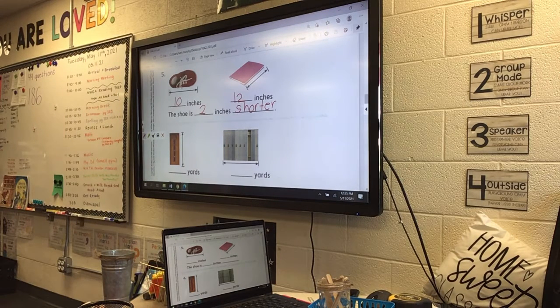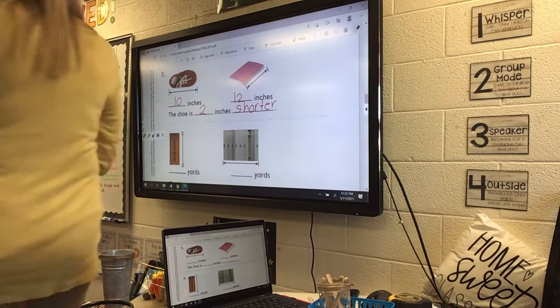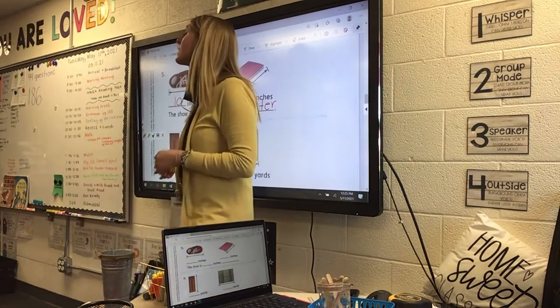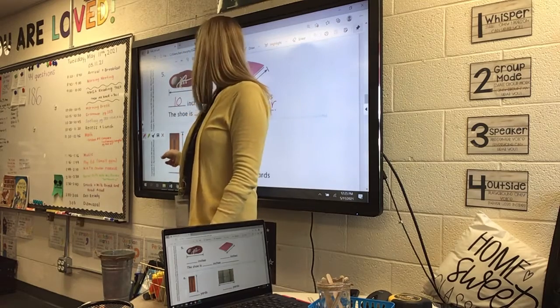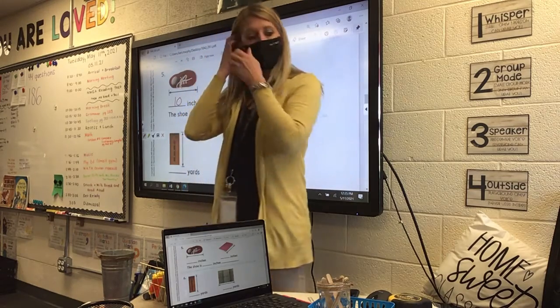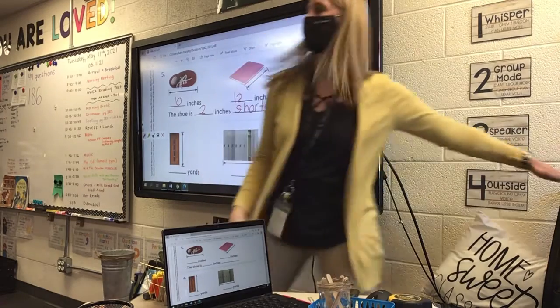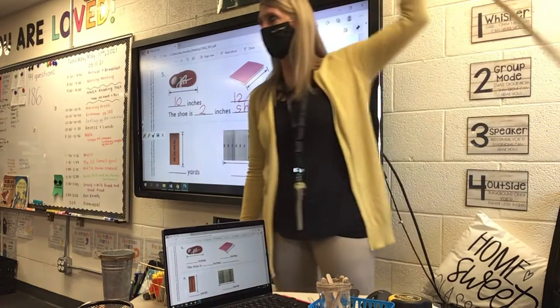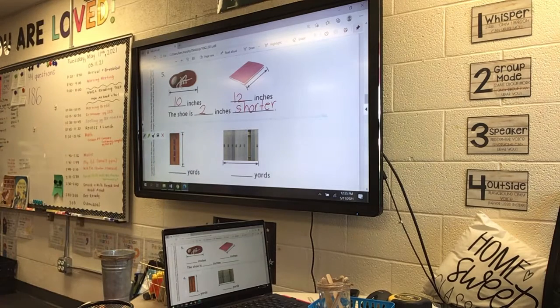A door and markers. Okay, now it's 24. I have an idea for this one, but we're going to do this door first because we have a door here. I'm going to have Libby. We have to change to yards. So Libby is going to come over here. Okay. This is 1 yard.